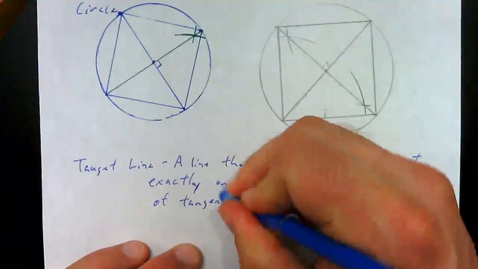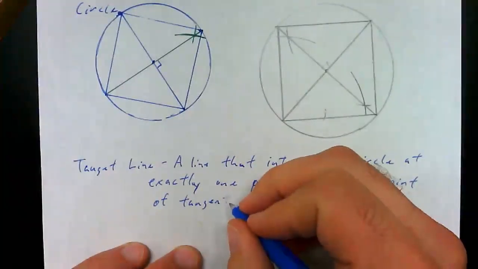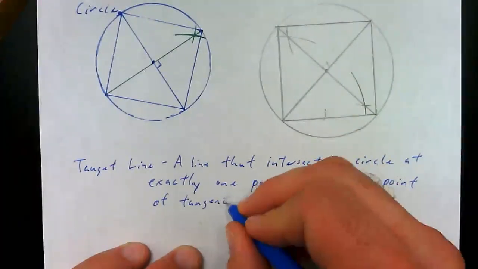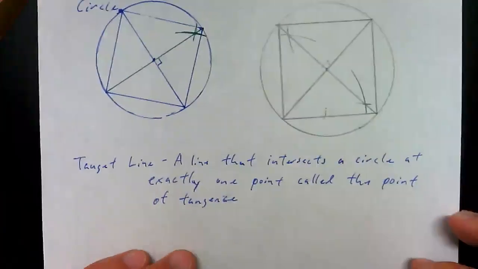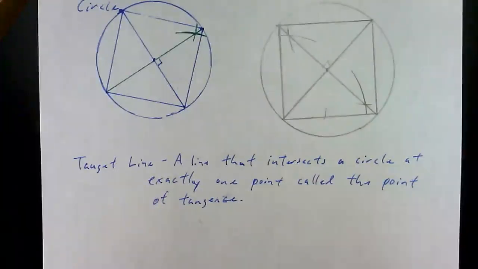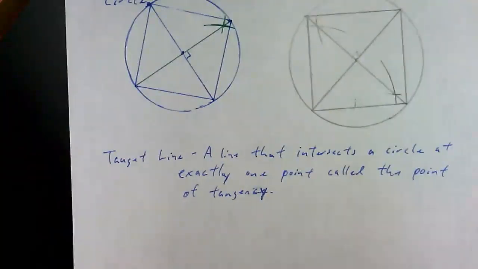Oops. Tangency. Is it C-Y? I can't remember how to spell tangency. It's either an E or a Y. I forget. I want it to be correct, so let me double check it real fast. Point of tangency. It's a Y. All right.